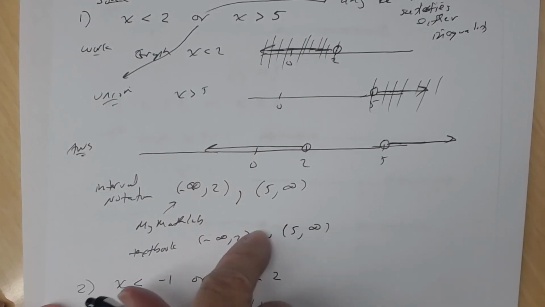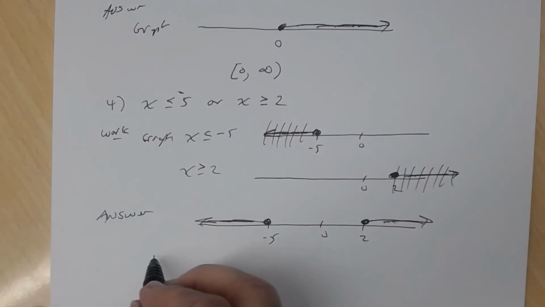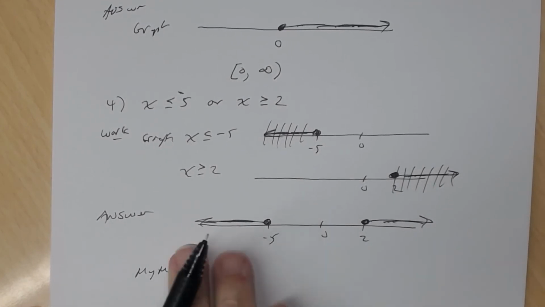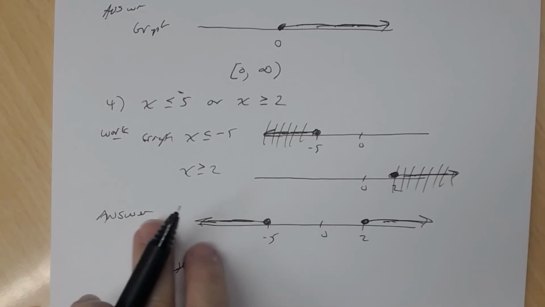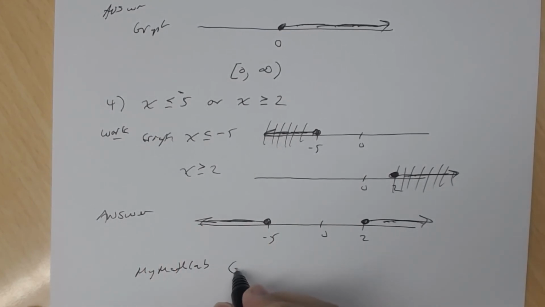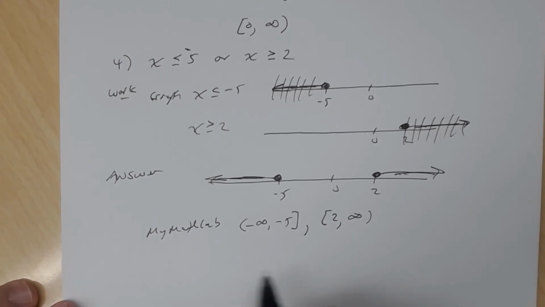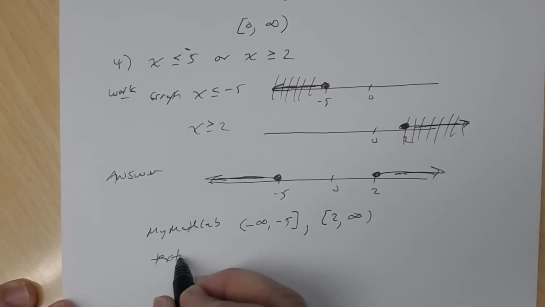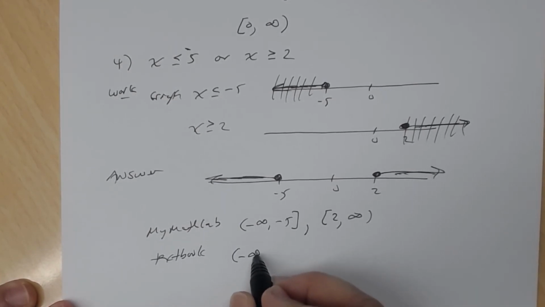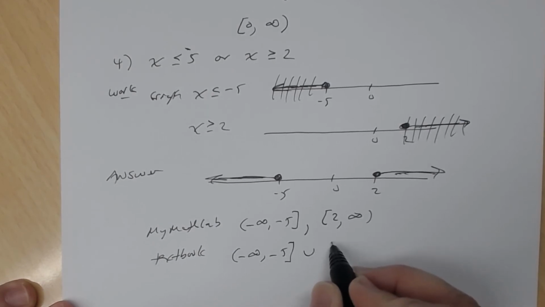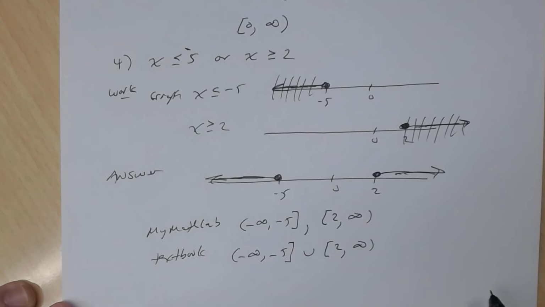So just like we did in this example, remember how we're going to write this, depending on whether you're using Mymathlab or you're doing this on a test or worksheet. In Mymathlab, we read the graph from left to right, so you can say negative infinity, the arrow's pointing towards negative infinity, so negative infinity to negative 5. Don't forget parentheses with infinity, negative 5 with a bracket because of closed circle, comma, and then from 2, bracket 2, comma, to infinity. And then in your textbook, you're going to say negative infinity to negative 5, bracket, union, 2 to infinity, bracket.